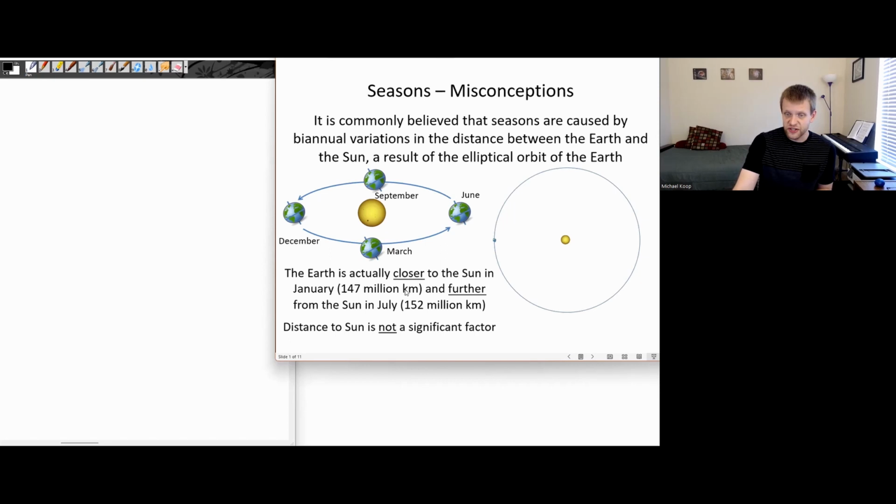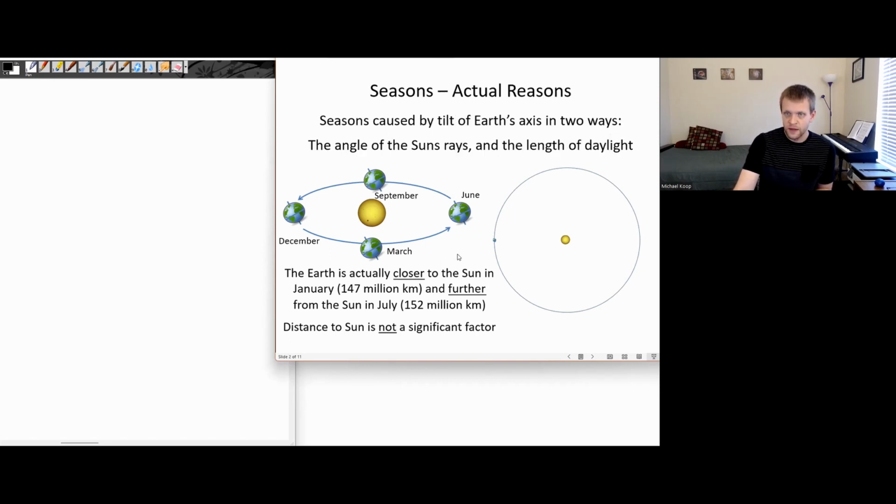Again, distance to the Sun is not a significant factor in the seasons. What the seasons are actually caused by is the tilt of the Earth's axis as it orbits around the Sun. And it does this in two ways. The tilt of the Earth's axis and where it is in its orbit affects the angles at which the Sun's rays come in and hit different parts of the Northern and Southern Hemisphere.